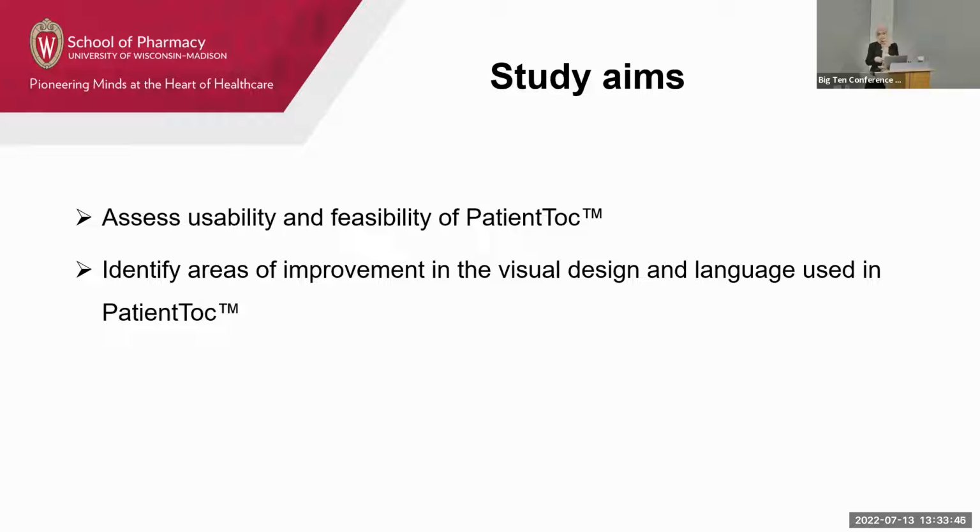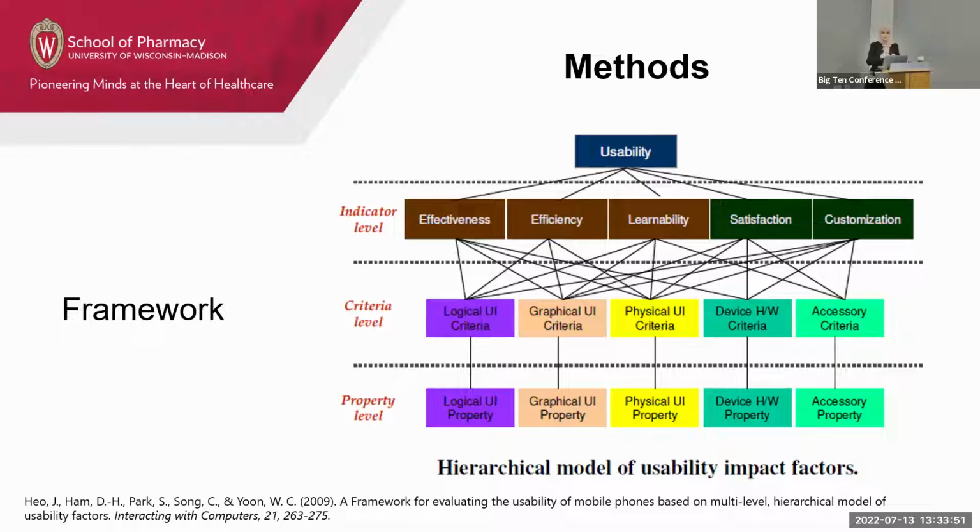The study aims are to assess the usability and feasibility of Patient Talk, and identify areas of improvement in the visual design and the language. In order to have a framework to guide the observation tool that we used during the usability testing, we used the hierarchical model of usability factors. This model posits that in order for any technology to be usable, in terms of effectiveness, efficiency, and achieving high satisfaction, you don't look at the higher level. We have to be assessing the lower level, which are the usability properties.